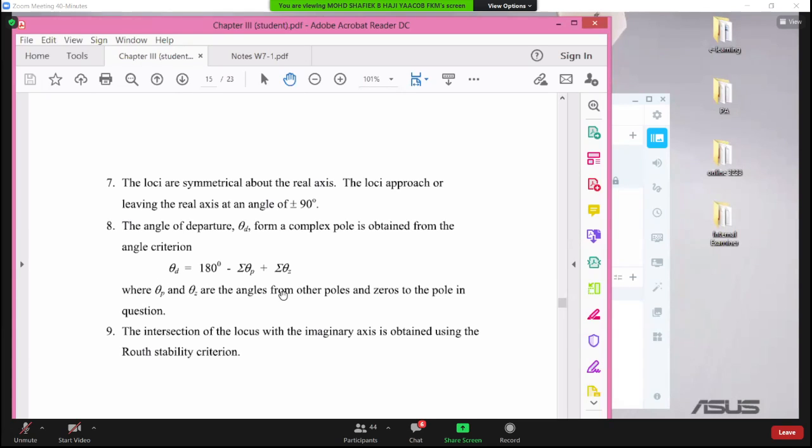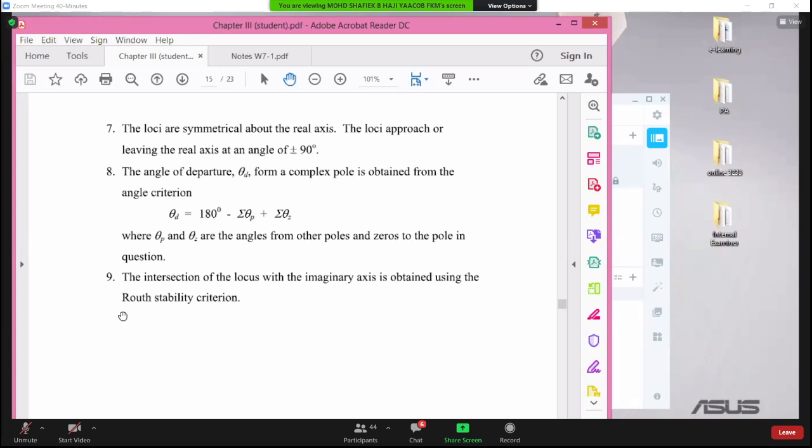And then the last step is where our locus is going to intersect the imaginary axis.